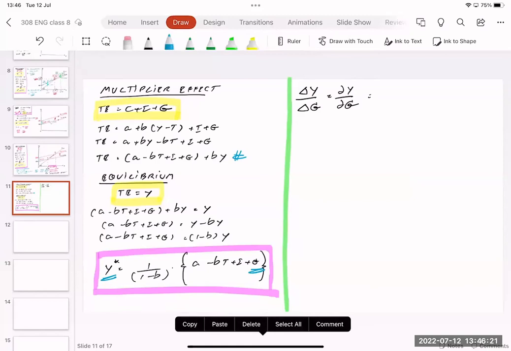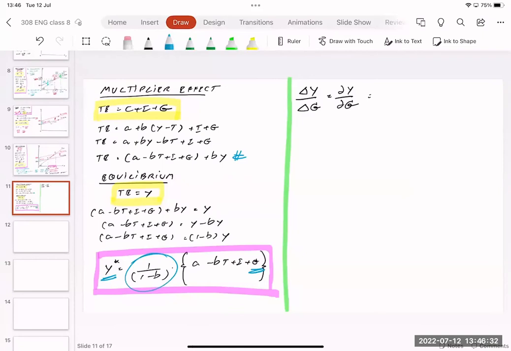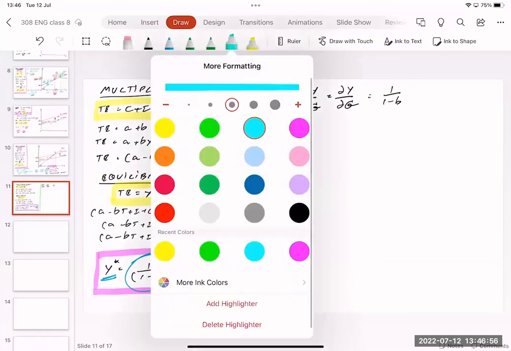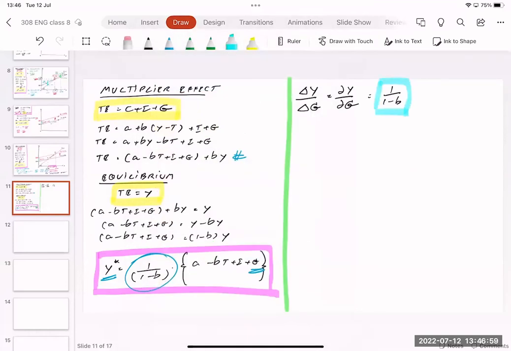You get what stays in front of G. What stays in front of G? You will see that in front of the big bracket is 1 over 1 minus B. 1 over 1 minus B has to be multiplied to everything in the big bracket, right? It is multiplied to A, to minus BT, to I, and to G. When you do the partial derivative of this, you get 1 over 1 minus B. That's it. This is the multiplier effect of the government spending.